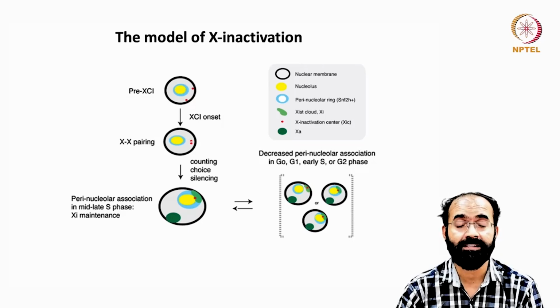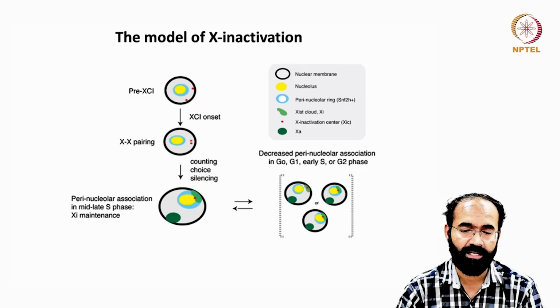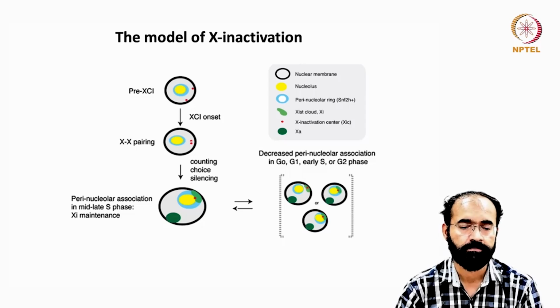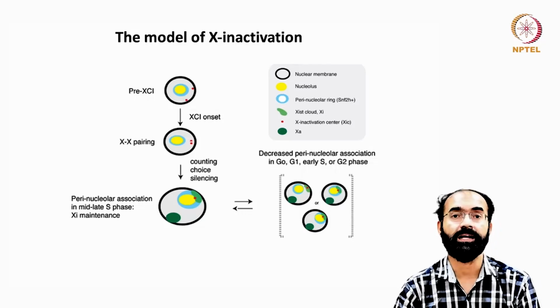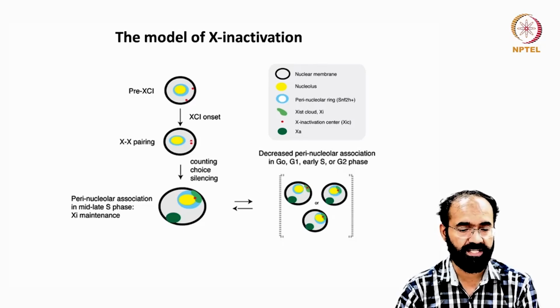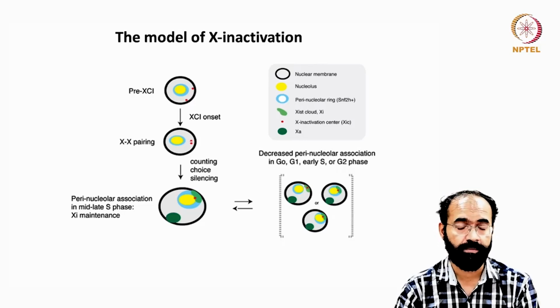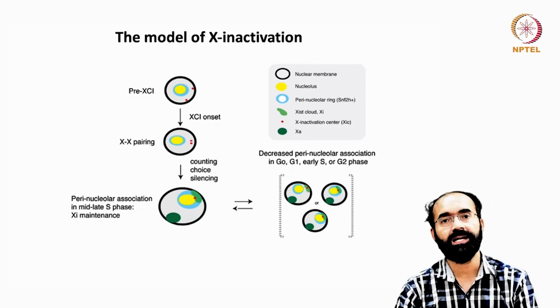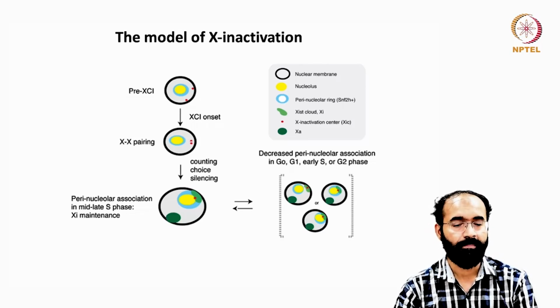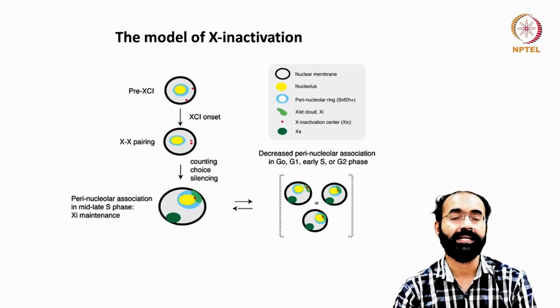Once X chromosome inactivation is onset, then there has to be a pairing. Like you can hear, they are separately present. The blue and yellow dots are nucleus and nucleolus, and they are now counting. They are paired. Now XX pairing is happening, and their counting happens, and then the choice of silencing also happens. Then the perinucleolar association in the mid-late S phase takes place, and this has to be preferred for maintaining the X chromosome inactivation. If nucleolar association is disassembled, then maintaining the X chromosome in inactive state can be problematic.